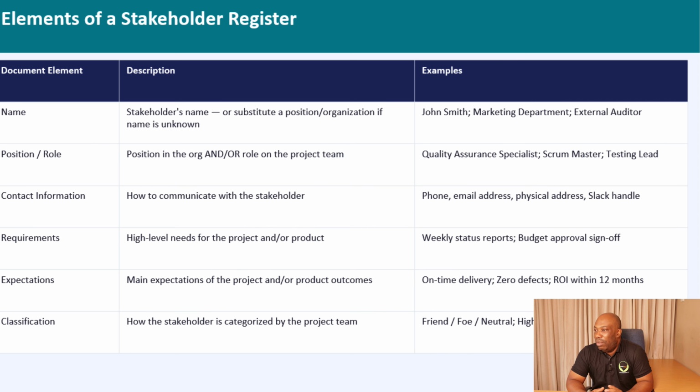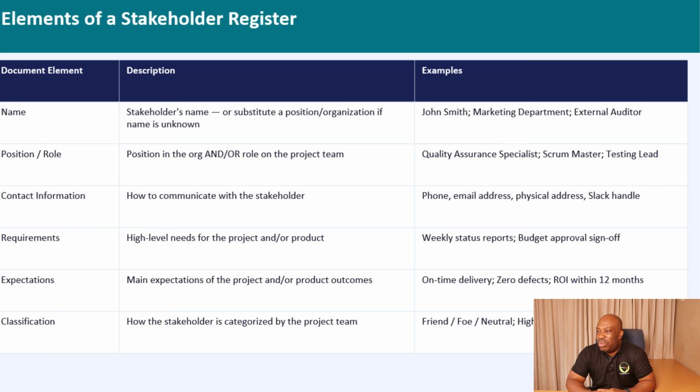So the second element is the position or the role. In a position, what we mean is what is the role of that project stakeholder in the project. For example, you might have a quality assurance specialist. You might also have a Scrum Master or even a testing lead or testing manager. So the role or the position of the stakeholder must also be recorded in the stakeholder register.